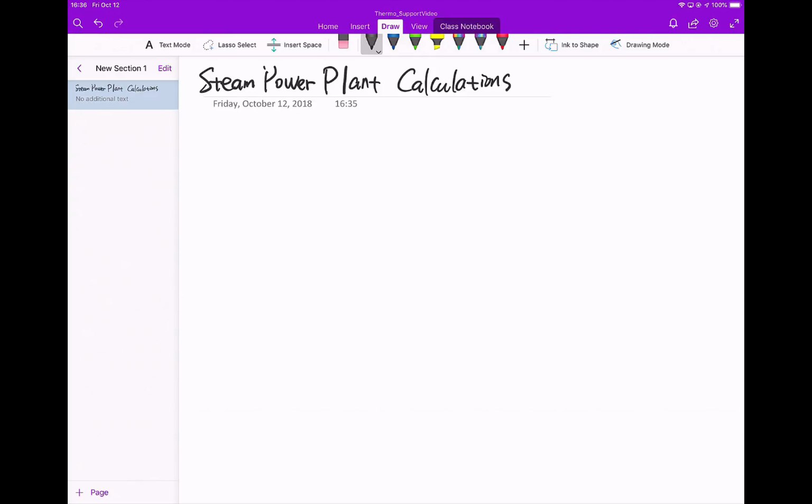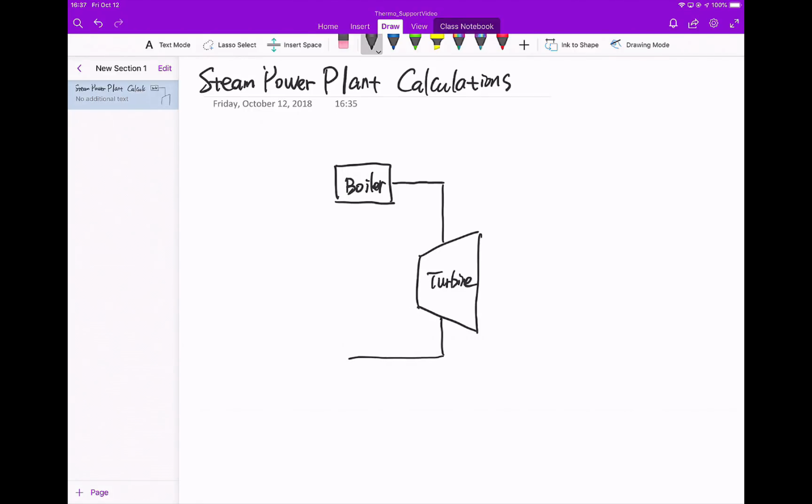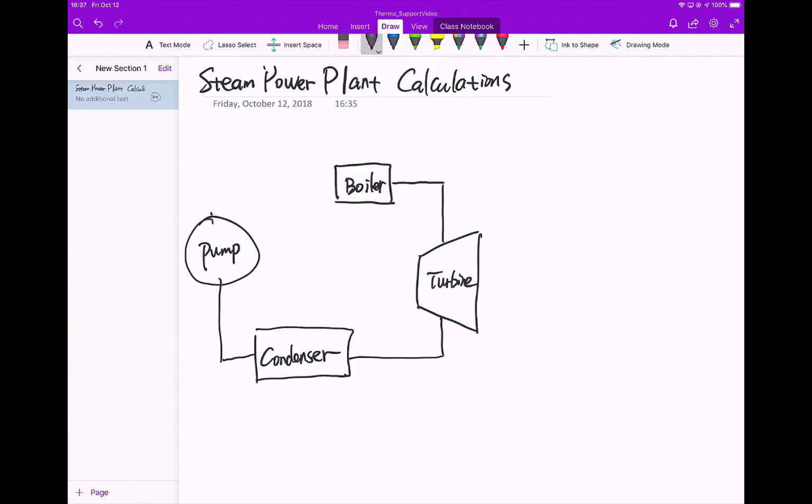a steam power plant, I'm going to have the following four units. This is a boiler. This is a turbine. And I'm going to have this as a condenser. And I'm going to need a pump to finish the whole process.